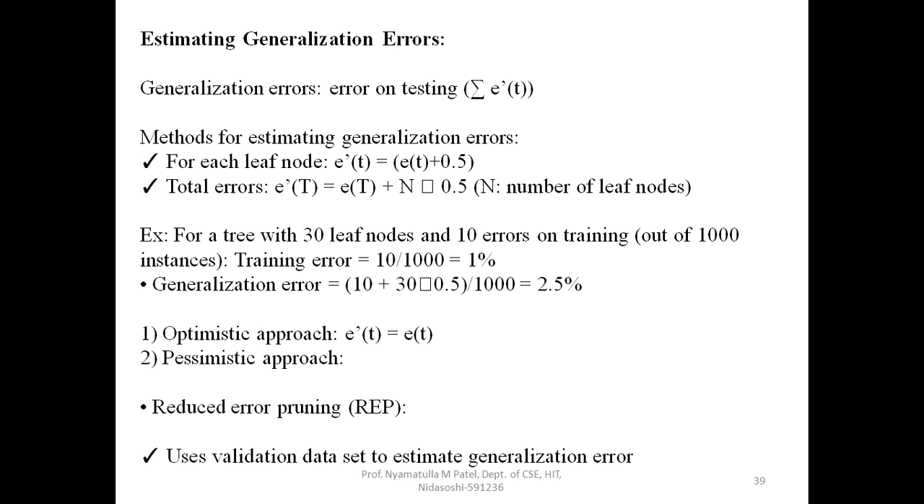Another is the optimistic approach, where E of t is equal to E of t, and one more is the pessimistic approach. So, these are the two methods using which you can calculate the amount of training and testing errors. Then, reduced error pruning is another method, which uses validation data to estimate generalization error. Pruning is nothing but cutting out errors from the data, so in order to reduce the number of errors, this uses validation data to estimate generalization errors.